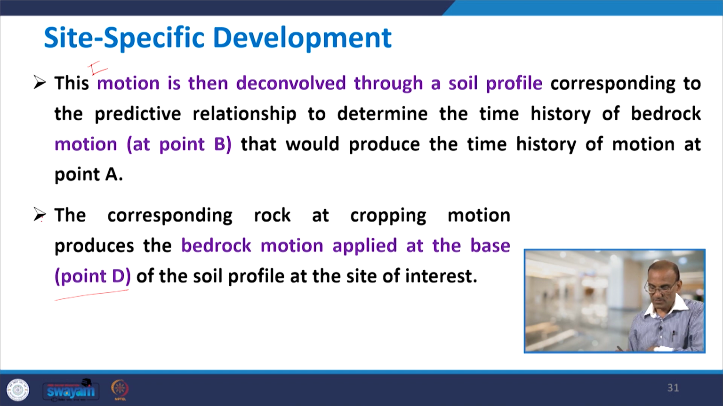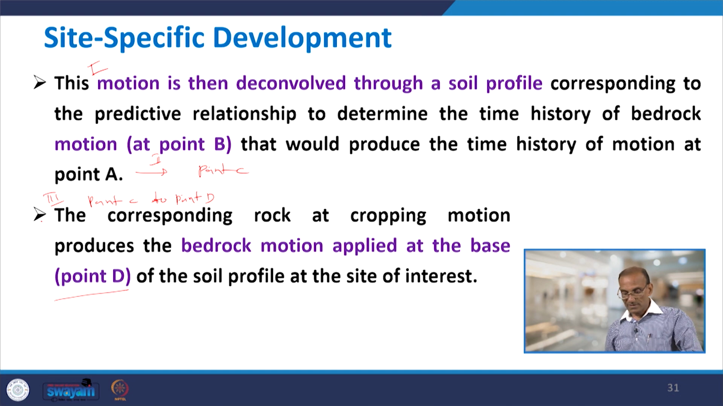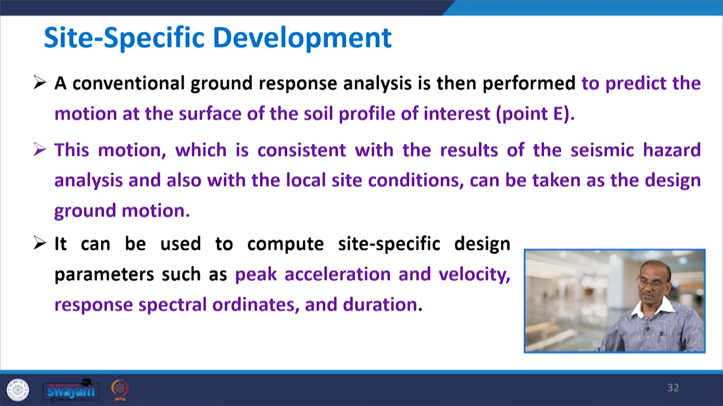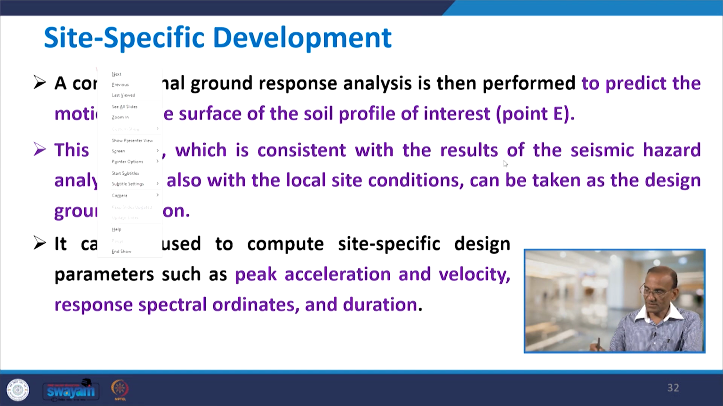So point A to B will be one step, then go to point C, and this will be the second step. In the third step, point C to point D. And when you go from point C to point D, then the soil profile comes into the picture. Then you carry out a conventional ground response analysis. So this is the fourth step basically. In the fourth step you carry out the GRA.